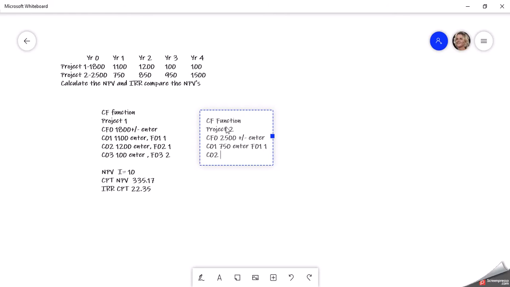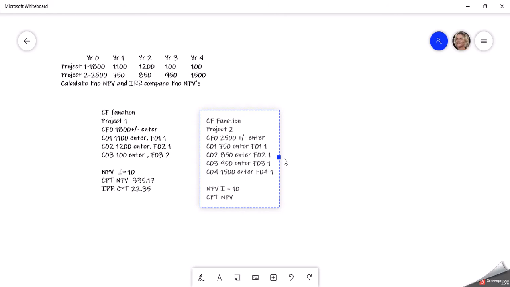Cash flow for year 2 is 850. Hit enter. And that frequency is 1. Cash flow for year 3 is 950. Hit enter. And that frequency is 1. And then finally, our cash flow for year 4 is 1,500. Hit enter. And that frequency is also 1. Then we'll come to the net present value. Our I is going to be equal to 10. And then we're going to compute the net present value.